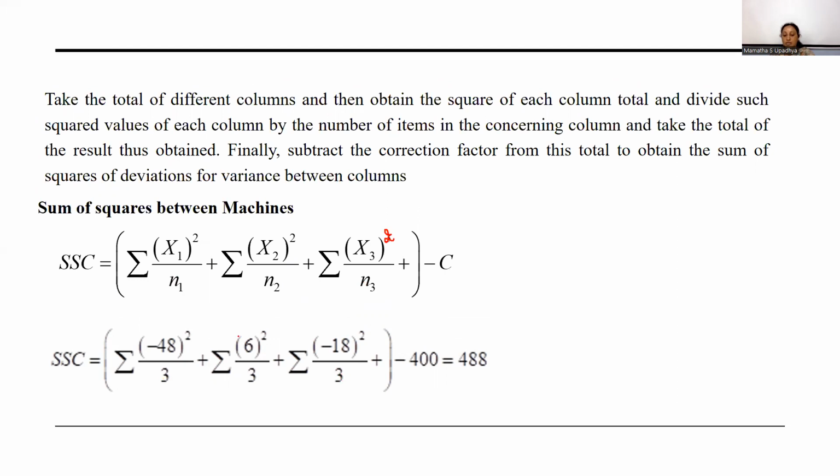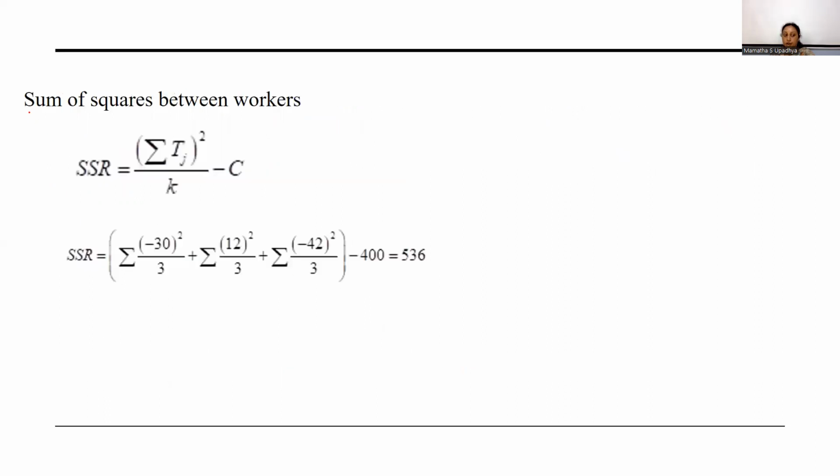So then add all these things and then subtract the correction factor, and we get the SSC value as 488. After this step, we need to find the sum of squares between workers, which is given by SSR, equal to the total of TJ whole square divided by K, minus C.